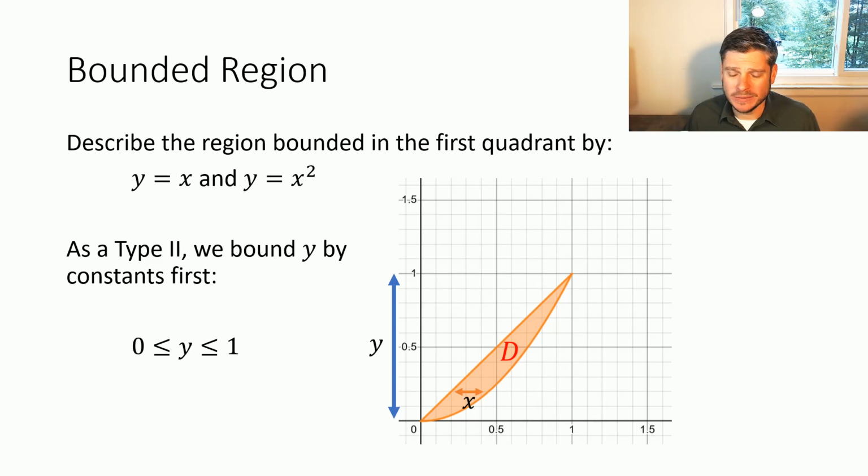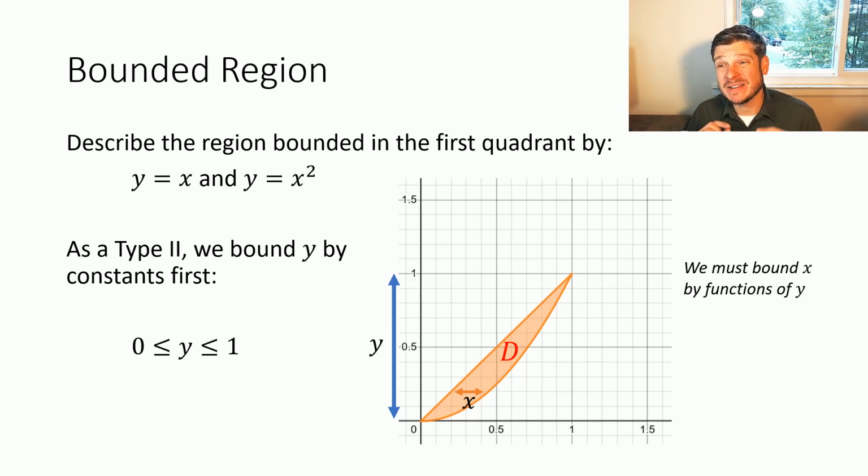All right, well, now I need to be able to describe these functions, except I need to bound my x variable by functions of y. So I'm going to have to do that inverse thing again. Now, the top one is easy. y equals x is x equals y. There's no change there. And the y equals x squared, if I have to solve that for x, that's going to be x equals the square root of y, right? Just take the square root of both sides.